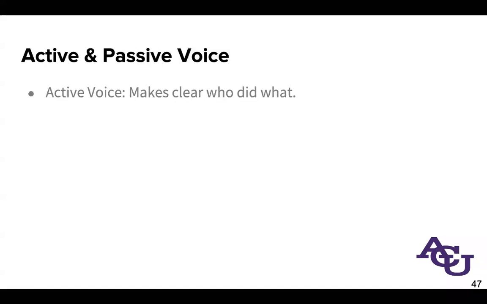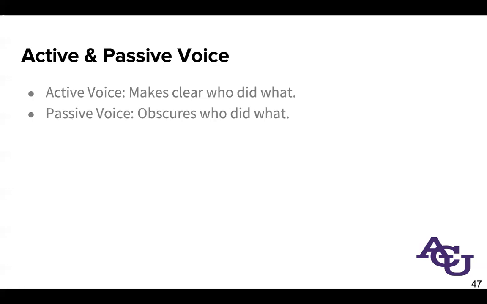Active and passive voice. Just to be clear, active voice and passive voice are both allowed in APA 7th edition. What APA style does is discourage an overuse of passive voice, because using passive voice too much, or all the time, makes it hard to tell who's actually doing things. Active voice makes clear who did what. Passive voice obscures that.